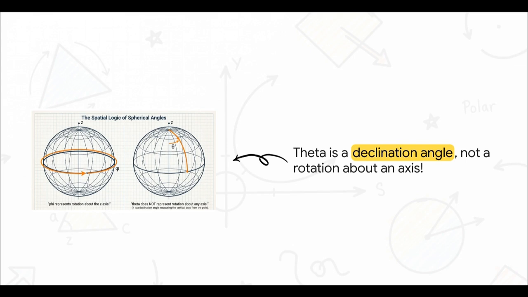It is crucially not a rotation about an axis. Phi, meanwhile, is the equator-like band that actually represents horizontal rotation around the z-axis. Mixing these two up is literally the #1 mistake students make, so definitely keep that straight.